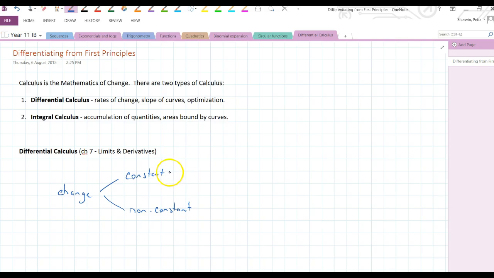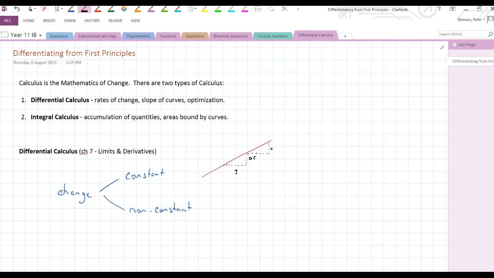If it's constant change, then what we're looking at is a linear relationship between two variables. So if we want to measure constant change, what this means is every time we increase this variable here by a unit, then this variable here increases by maybe half a unit. Every time we go across by 1 unit, it increases by half a unit.